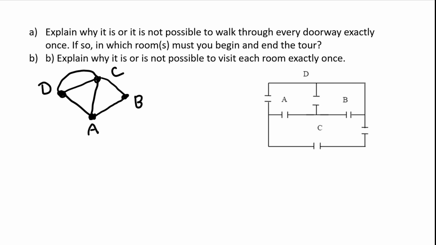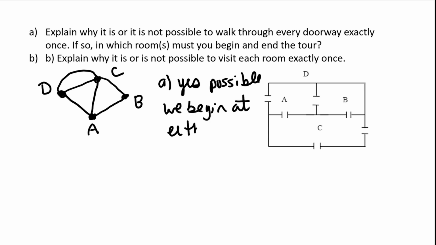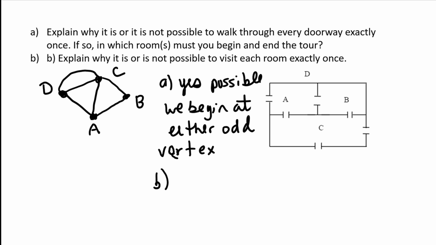And we know from Euler's theorem that you have an Euler path if you have exactly 2 odd vertices. And so for A, yes, it is possible, and that's because of Euler's theorem. We begin at either odd vertex. And of course it says go through each doorway exactly once, which means you need to hit each edge exactly once. Let's try it. I'll start at D.